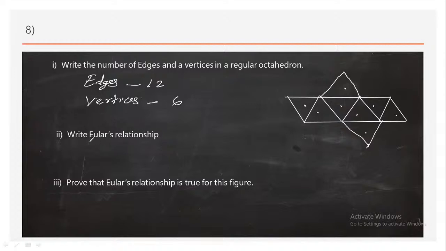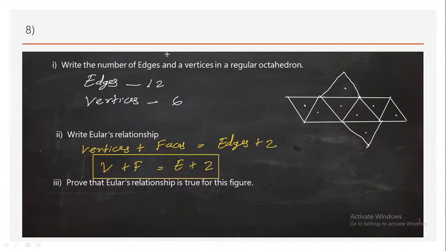Euler's relationship is, vertices plus faces equals edges plus 2. So short form V plus F equals E plus 2. This is Euler's relationship. And prove that Euler's relationship is true for this figure. Yes, we want to show this is true.